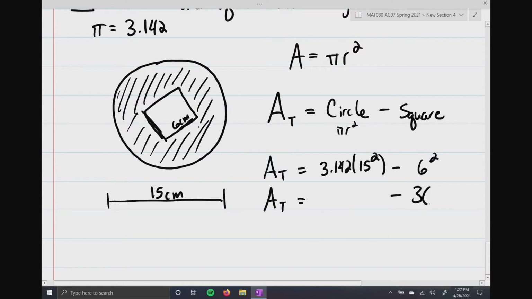Now, the 6 to the second power, that's easy. That's 36. But the 3.142 times 15 to the second power, you've got to do 15 to the second power first. Did I say 5? I meant 15. You need 15 to the second power first. So that's going to be.